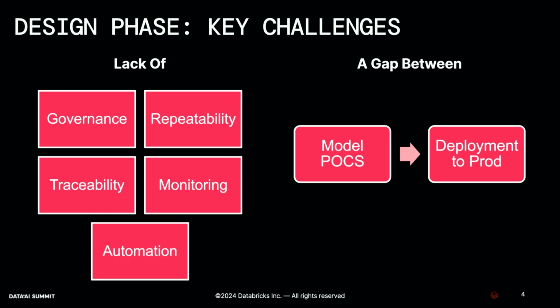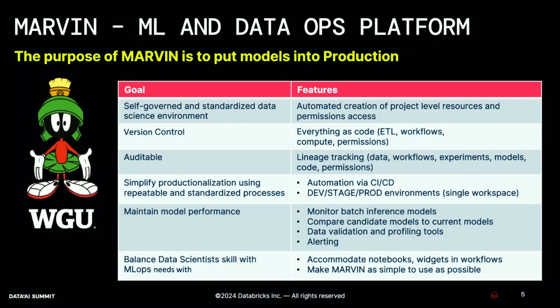We also saw a gap between POCs of models being developed and the deployment process. Data scientists were generally doing the POCs and then throwing it over the wall to data engineers to build out the workflows and put those into production. After distilling that, we came up with this idea and started down the design process for what we call MARVIN. MARVIN's our ML and now data ops platform, and the whole purpose of MARVIN is to put models into production.